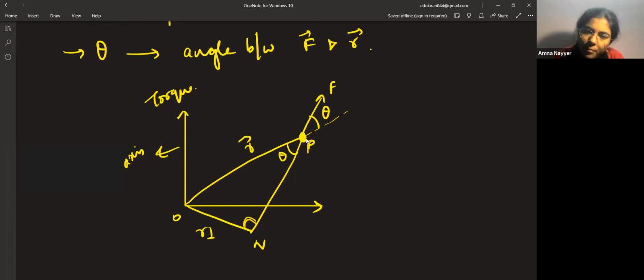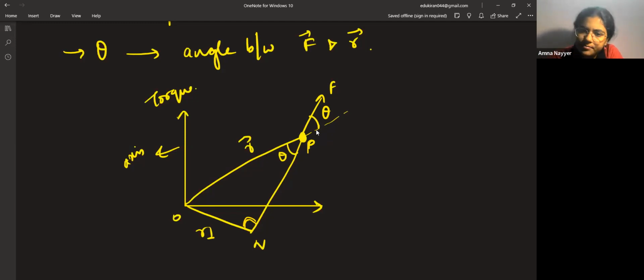Now, this is a point P that I have taken. Separation of point P from origin is R. So R becomes the position vector. Fine, from this OP, the separation OP is R vector. A force is being applied here, which is making an angle theta with R. This is the extension of the position vector only.